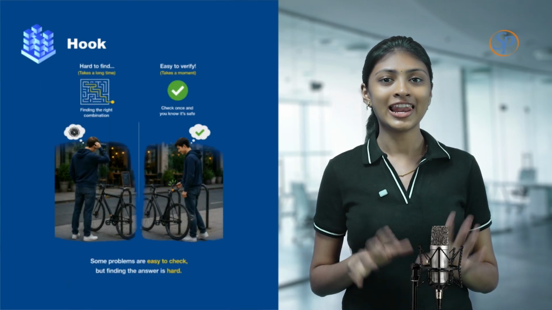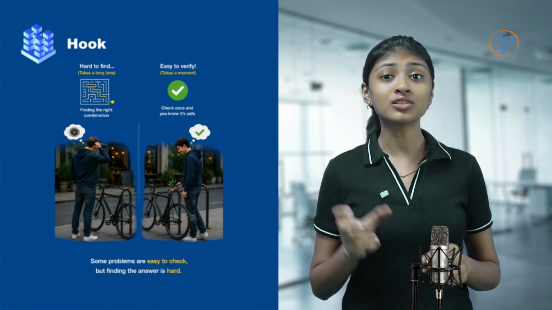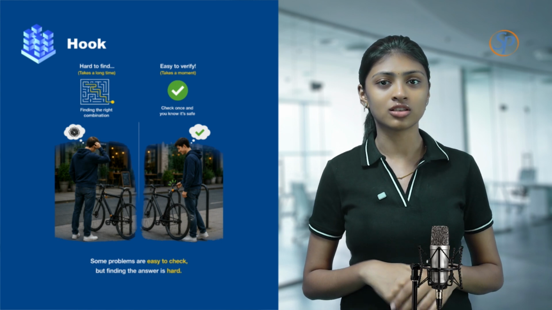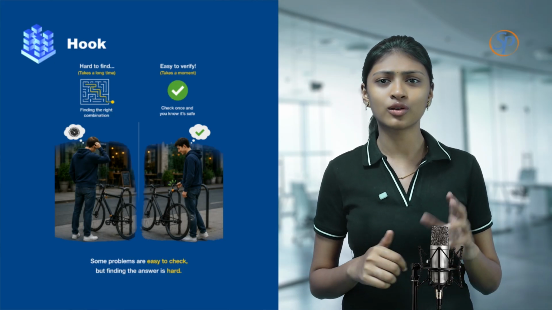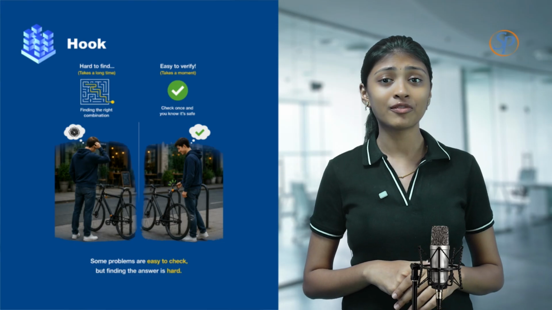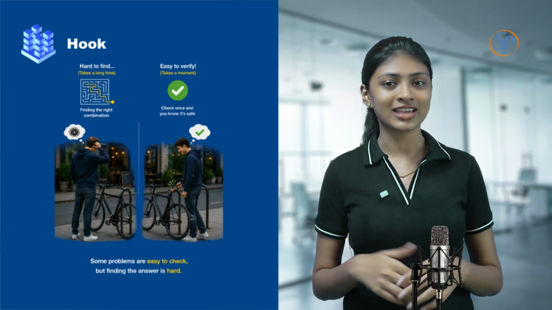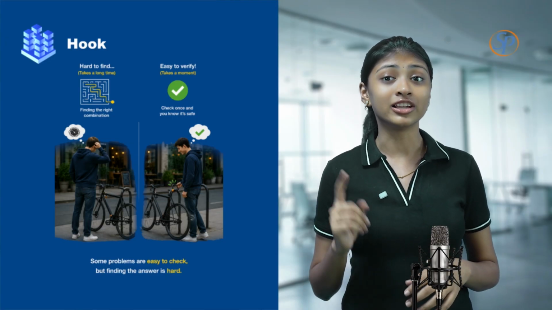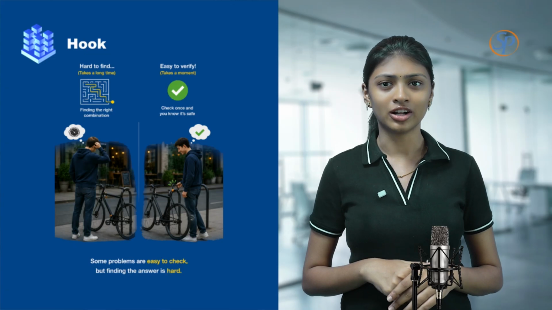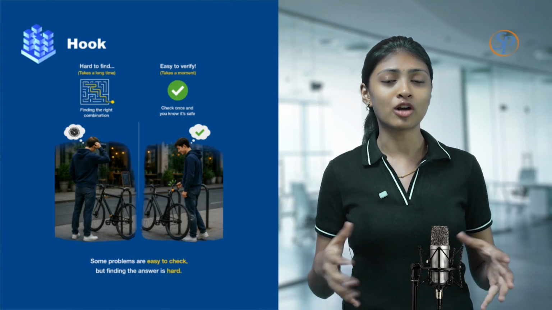Hook. Let me tell you something fascinating. For decades, computer scientists have been trying to answer one question. If a solution can be verified quickly, can it also be found quickly? This is the famous P versus NP problem, and solving it comes with a $1 million prize. But more importantly, it changes everything we know about computation.